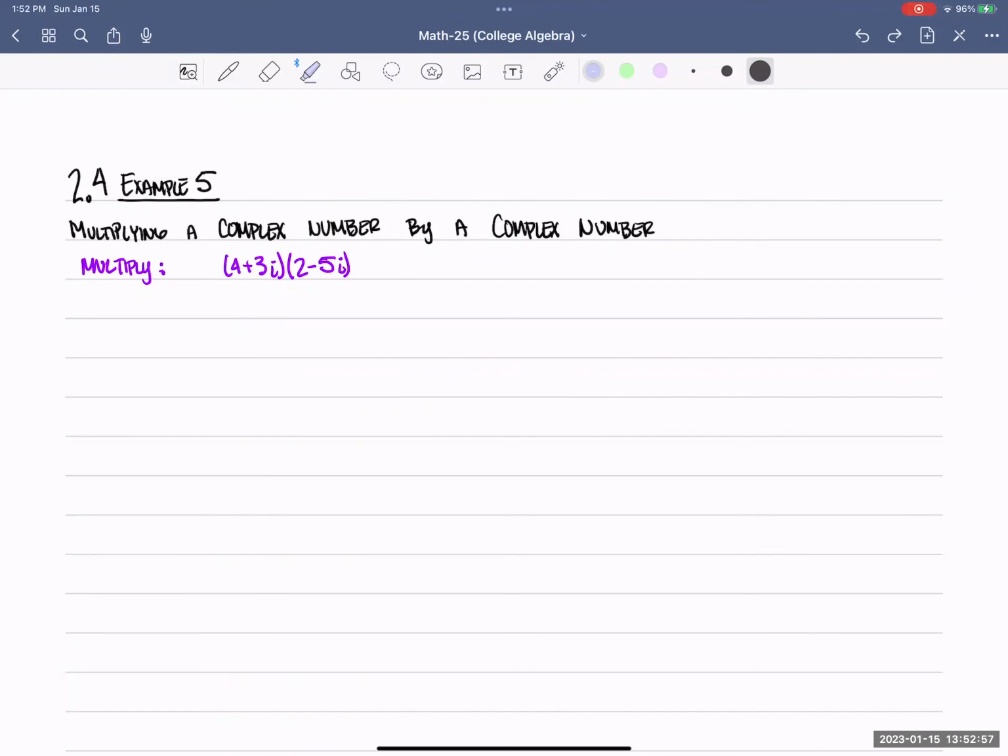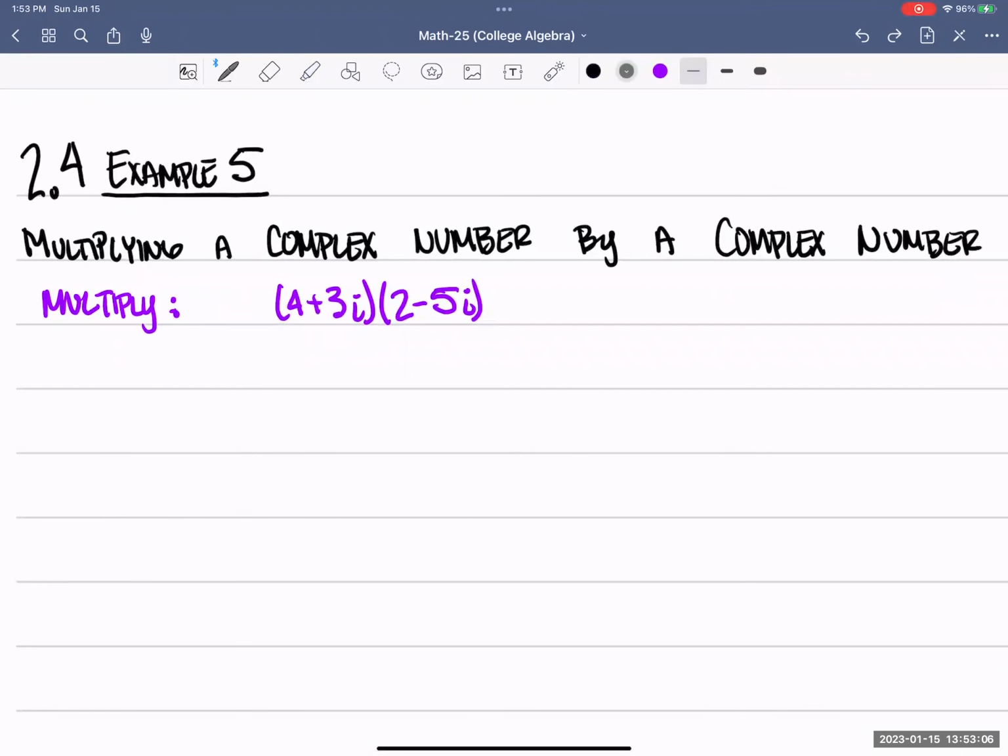Section 2.4, example 5, multiplying a complex number by a complex number. This is fun. For the meantime, we're going to treat i as if it were a variable. If this were a variable, what we would have to do is multiply, multiply, multiply, multiply. So we're letting everyone say hi to everyone else.